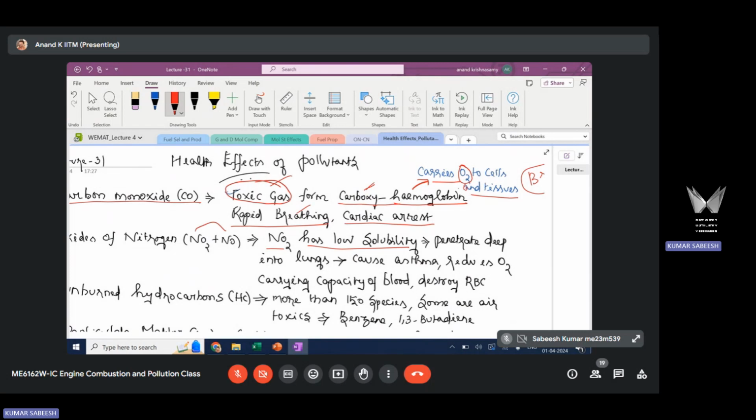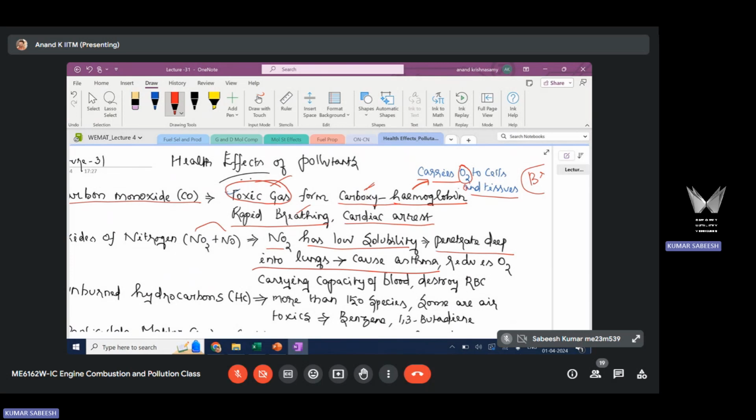You know what effect an acid can create. The immediate effect is irritation. And then once it penetrates deep into the lungs, it is known to cause asthma. NO2 or NO: once it goes deeper into the lungs, it can create asthma.